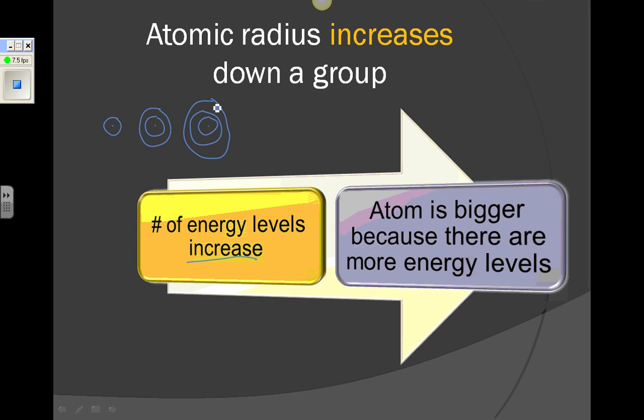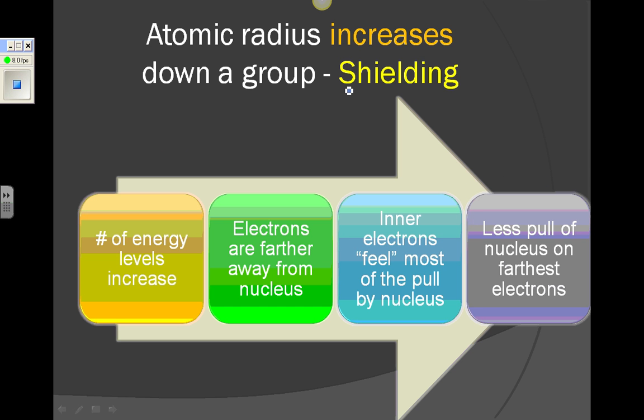So just as we add shells or energy levels, the atom just naturally gets bigger because there are more energy levels. Now there is another factor that contributes to the increase of atomic radius down a group, and that's called shielding. We already talked about how the number of energy levels increases, so the outer electrons are farther away from the nucleus.